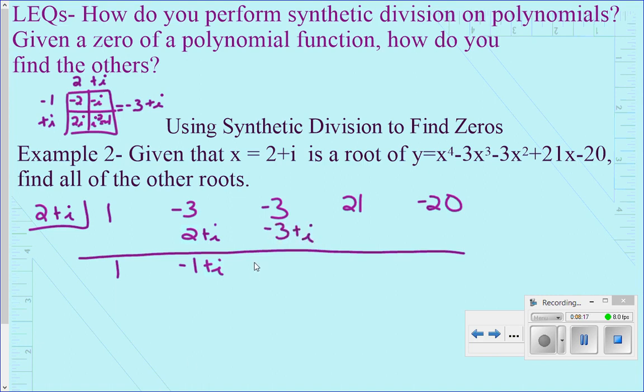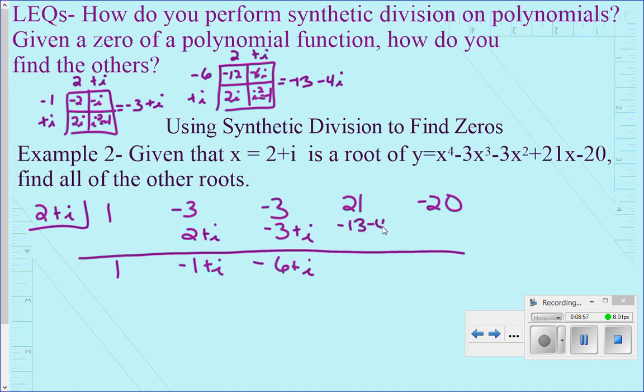And then add gives me negative 6 plus i. So I'm going to multiply negative 6 plus i times 2 plus i. Once again, I'm going to make a little generic rectangle to help me with that. Negative 6 times 2 is negative 12. Negative 6 times i is negative 6i. i times 2 is 2i. And i times i is i squared, which again is negative 1. So negative 12 plus negative 1 is negative 13, and negative 6i plus 2i is negative 4i. So negative 13 minus 4i.